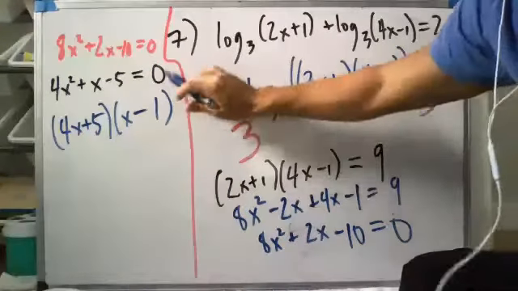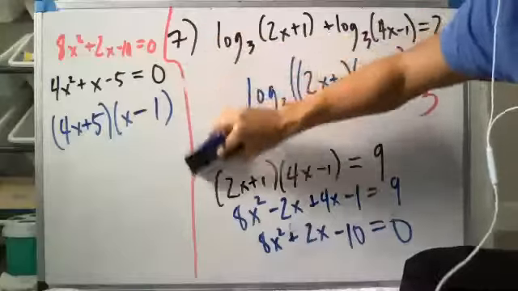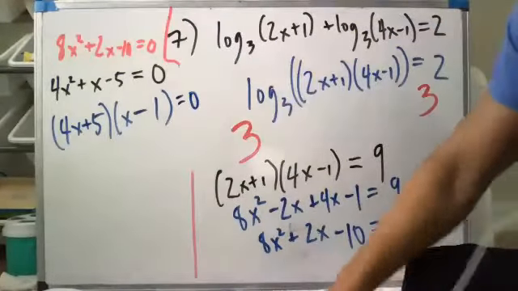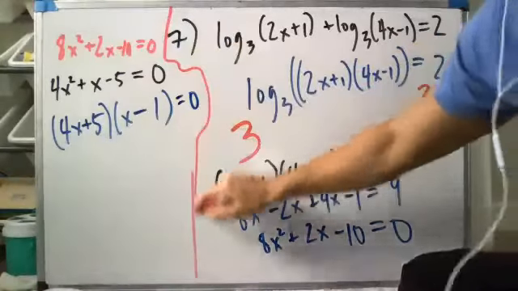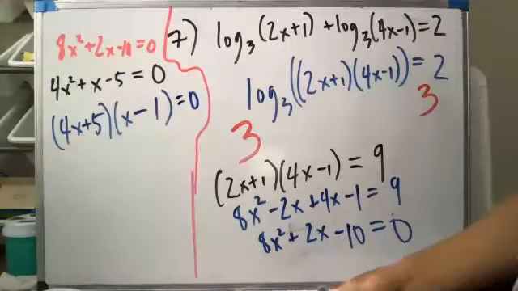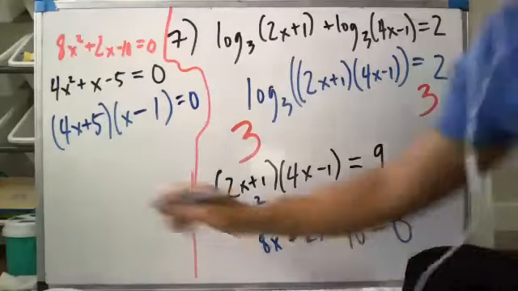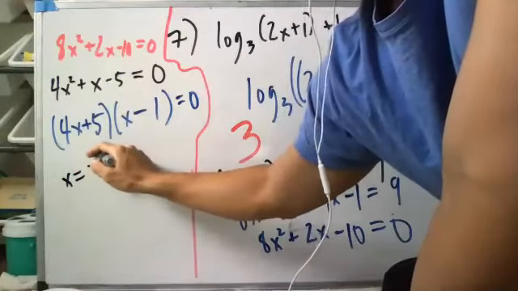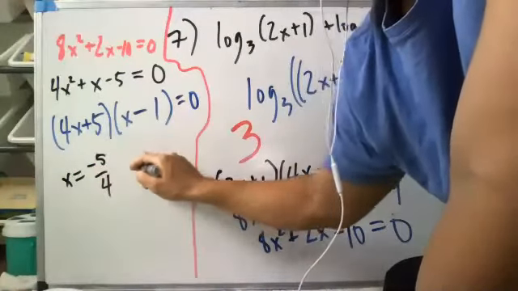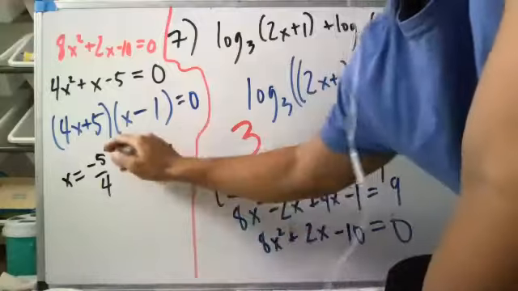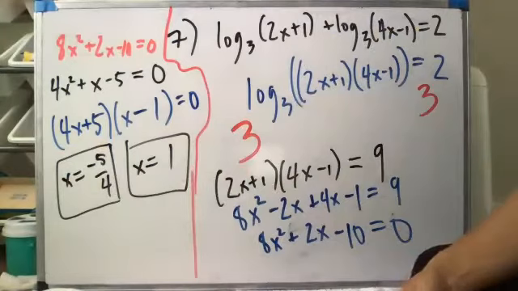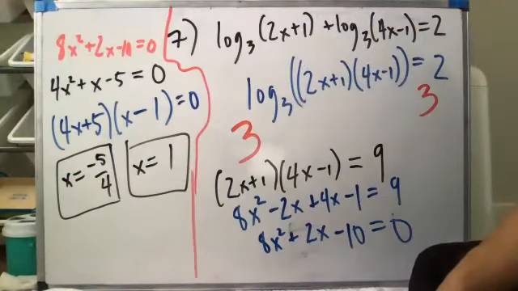That's equal to 0. And so since it factors nicely, I can just solve those individual pieces. This one is x is equal to negative 5/4. And here x is equal to positive 1. There's two answers. There it is.